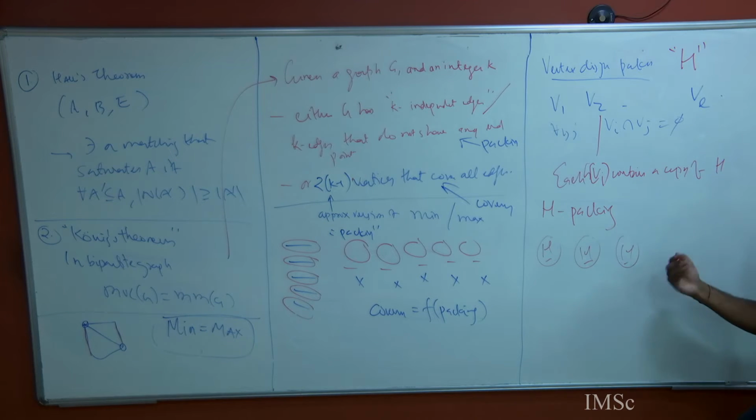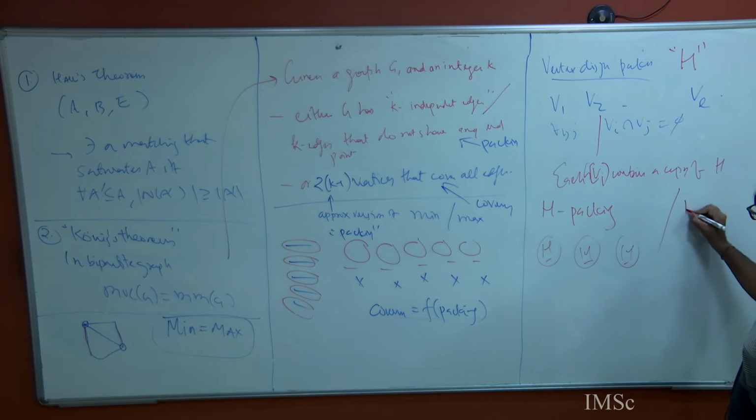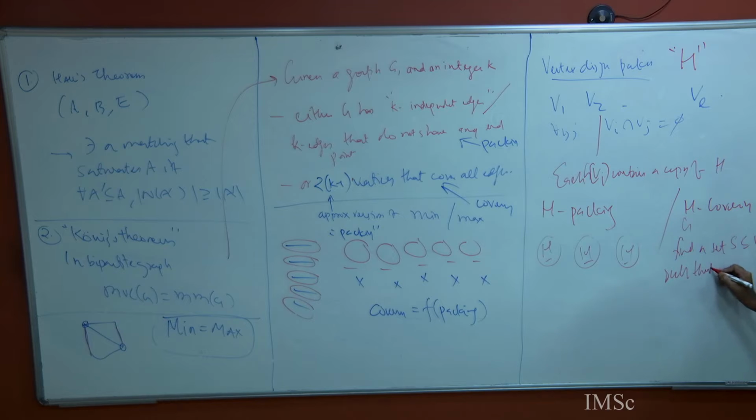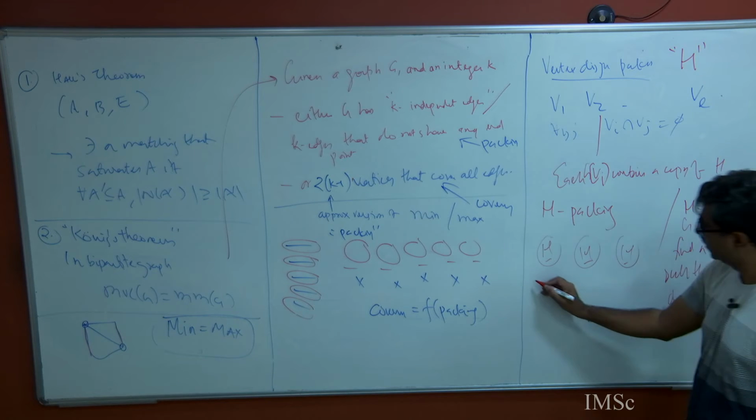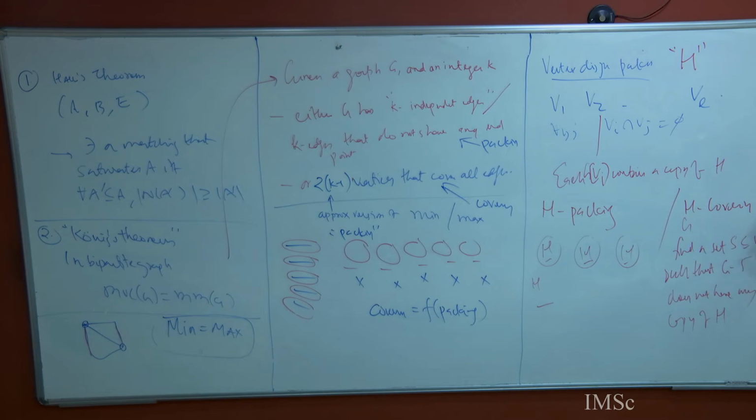Now, what is the covering? We can define H covering. Given a graph G, find a set S subset of V(G) such that G minus S does not have any copy of H, that is, it is H free. So if H is an edge, what does this S correspond to? I want to delete a set such that G minus S does not have any copy of H, which means it does not have any edge.